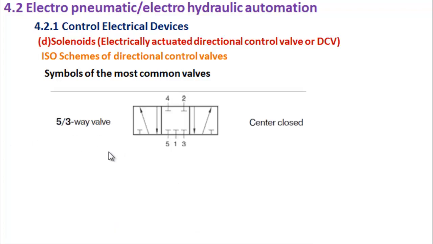Next, similarly, a 5/3 way, because there are 5 ports here, 1, 2, 3, 4, 5, and there are 3 positions. So this is a 5-way 3 position DCV, which is again having the normal in the center position. So this is the normal position which is in the center. So that is basically a center closed.